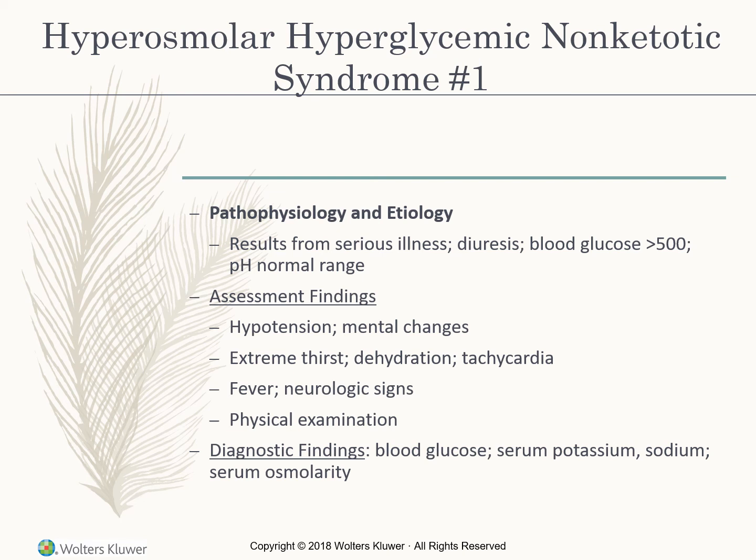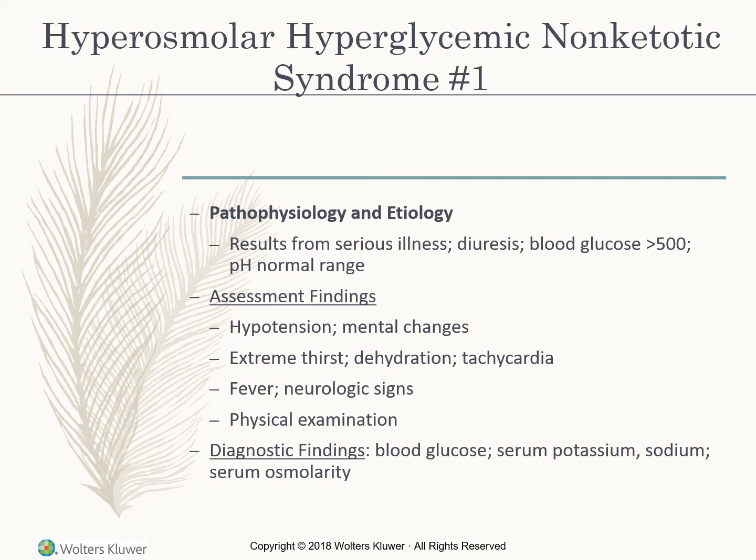Now, HHNKS is more common in undiagnosed or older clients with type 2 diabetes, and it occurs among clients who do not have diabetes who receive drugs that elevate the blood glucose or require kidney dialysis or total parenteral nutrition. Now, when we assess somebody with HHNKS, we are looking for hypotension, mental changes, extreme thirst, dehydration, tachycardia, and fever. Some neurological signs that we need to watch out for as well are paralysis, lethargy, coma, seizures. And we need to watch out for symptoms of hypokalemia and hyponatremia.